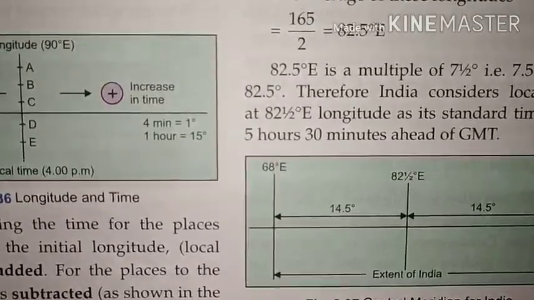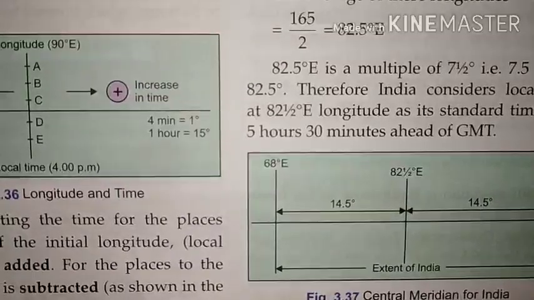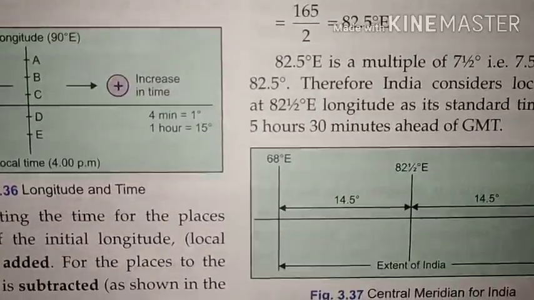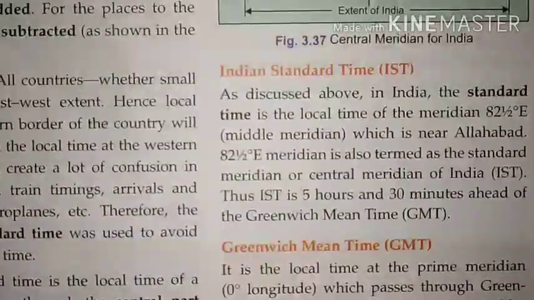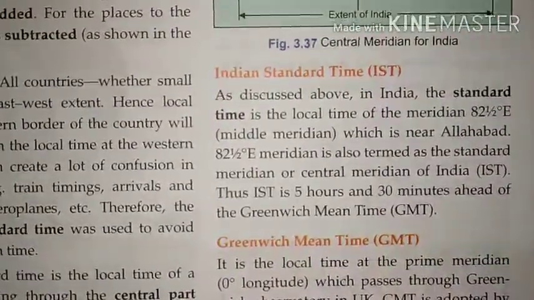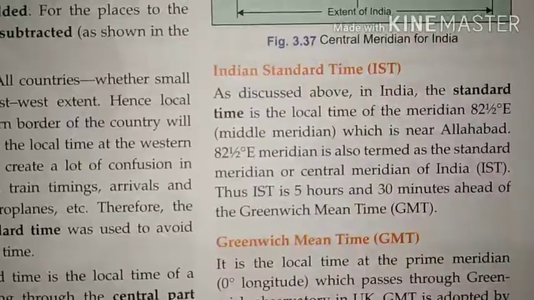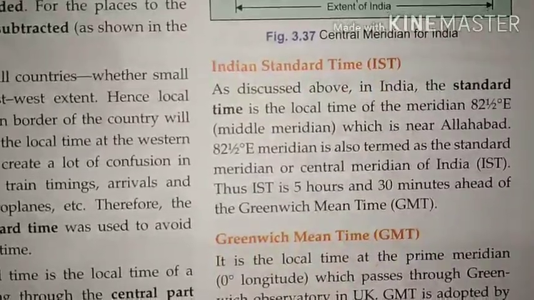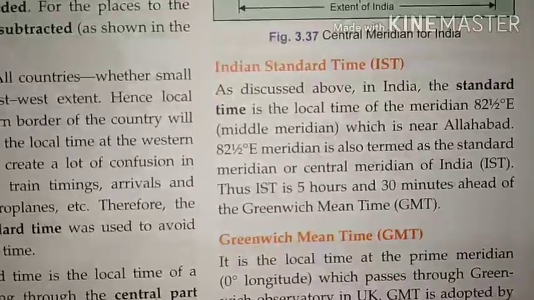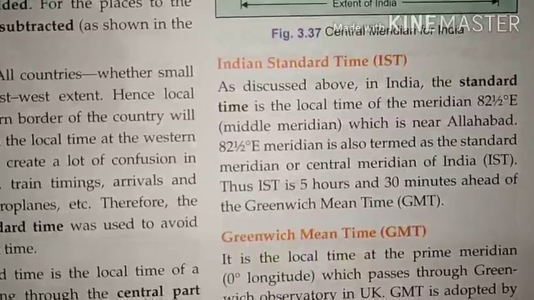And what is the difference? The time difference between IST, that is Indian Standard Time, and GMT is 5 hours and 30 minutes. Indian Standard Time, as we have discussed, is the local time of the meridian 82.5 degrees east, the middle or central meridian, which is near Allahabad. The 82.5 degree east meridian is also termed the standard meridian or the central meridian of India.